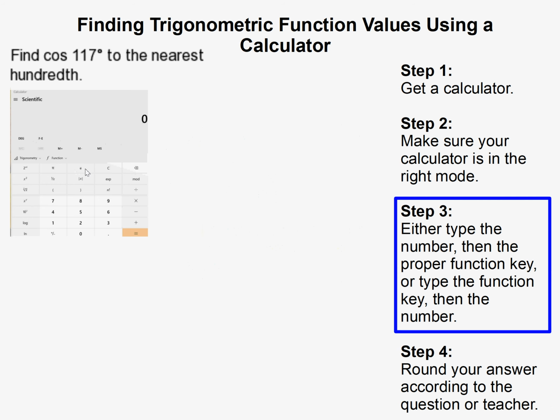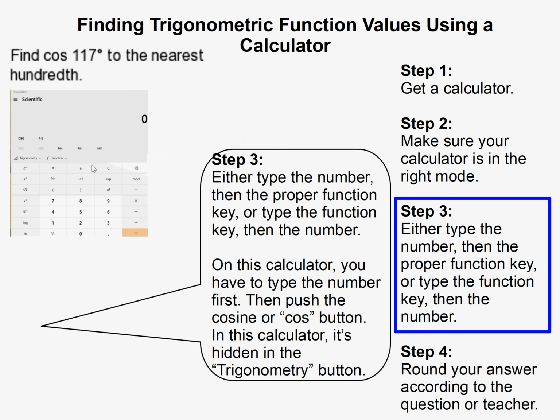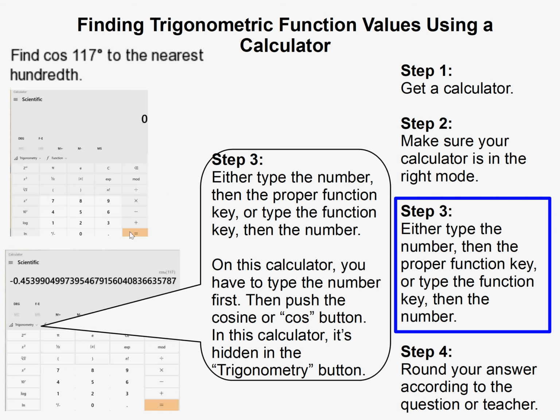Then what we need to do is, and this is what's weird, with some calculators you put the trig function first and then type the number, and on others you put the number and then the trig function. On the calculator I used on the Windows machine, I actually had to type the number first. Even though it shows cosine of 117 degrees here, I actually typed 117 and then found cosine.